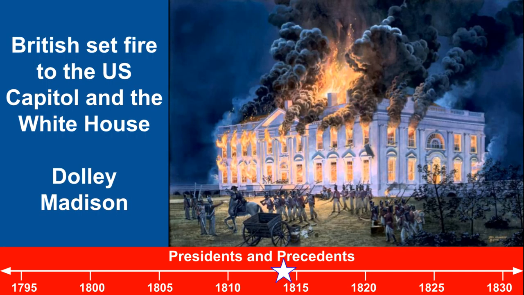By 1814, the British had defeated Napoleon and France, and now they could turn their full attention to their war in America. In August 1814, the British invaded Washington, D.C., setting fire to our Capitol building and to the White House. First Lady Dolly Madison stayed behind until the very last moment, where she and some personal servants and White House servants, she was able to save a portrait of George Washington and some other valuable pieces from the White House.